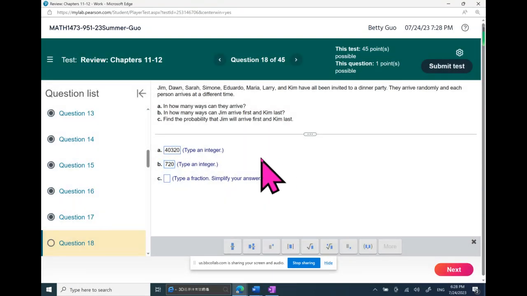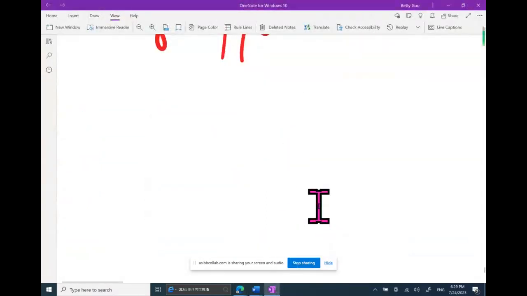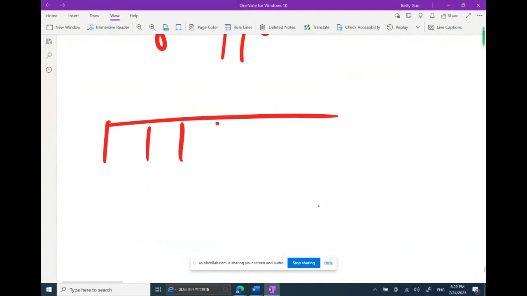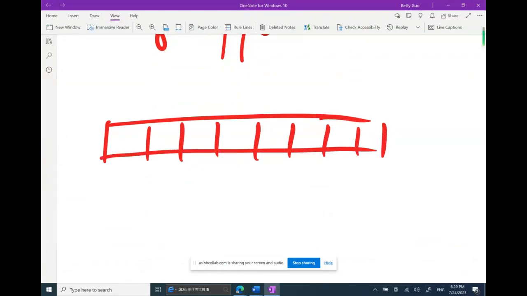Let me explain why. The task for part B is to make an ordered arrangement such that Jim arrives first and Kim arrives last. We have 8 time slots, 1, 2, 3, 4, 5, 6, 7, 8. This is how we complete that task. We arrange the first slot first. We only have one option. Put Jim there. And then we arrange the last slot. We only have one option. Put Kim there. And then how many slots do we have left?